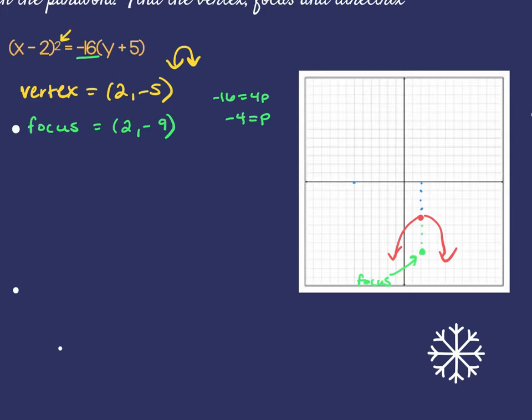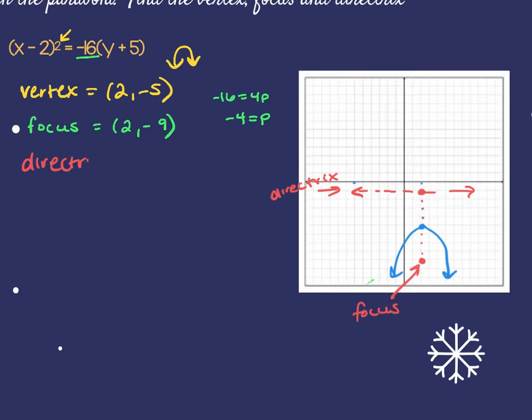Did I not go all the way down? Hang on, I didn't put that on the right spot. One, 2, 3, 4, 5. There's my 1, 2, 3, 4. That's my focus. And then up 1, 2, 3, 4. And there's my directrix. Which, remember, is a line, so it's a y equals.